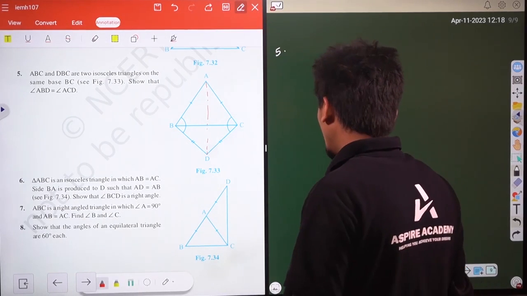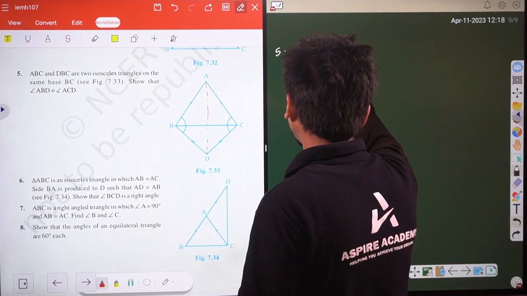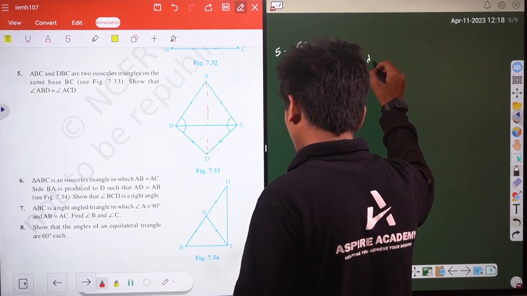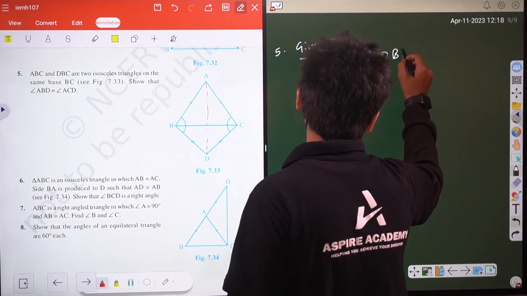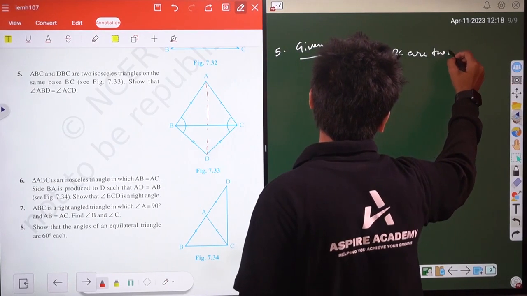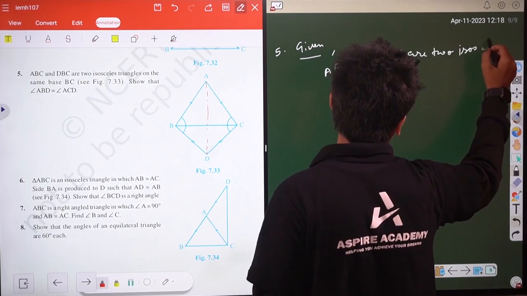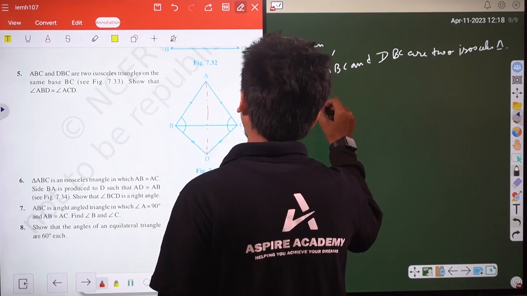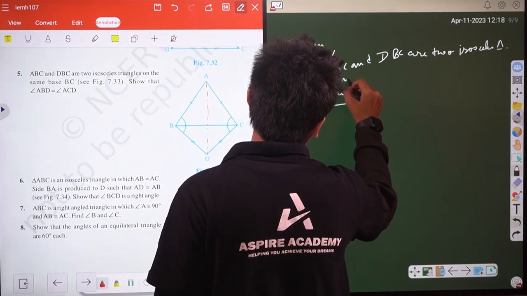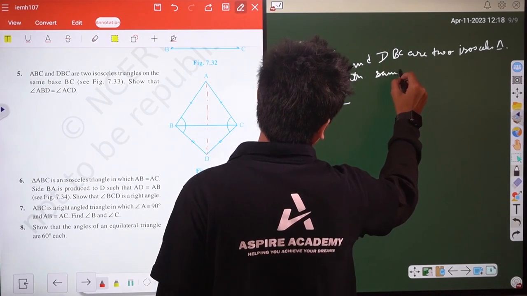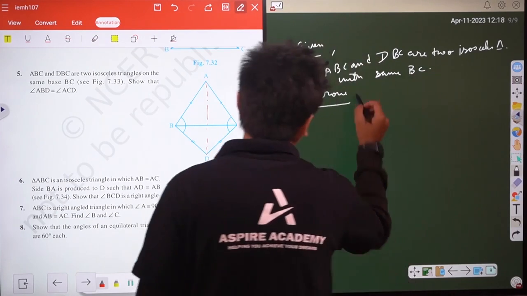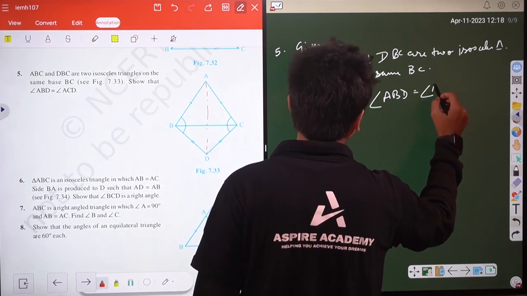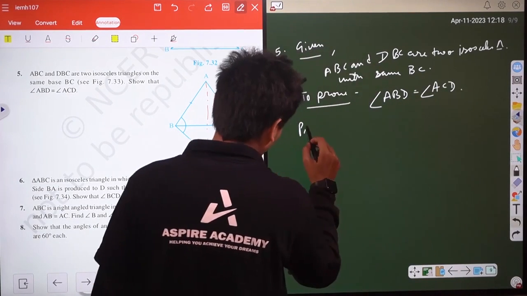Okay, now see here, given first of all ABC and DBC are two isosceles triangles. It is given isosceles triangle. Okay, what we need to prove? With same base, you can also write with same base BC. What we need to prove is that angle ABD is equals to angle ACD. Now the proof.